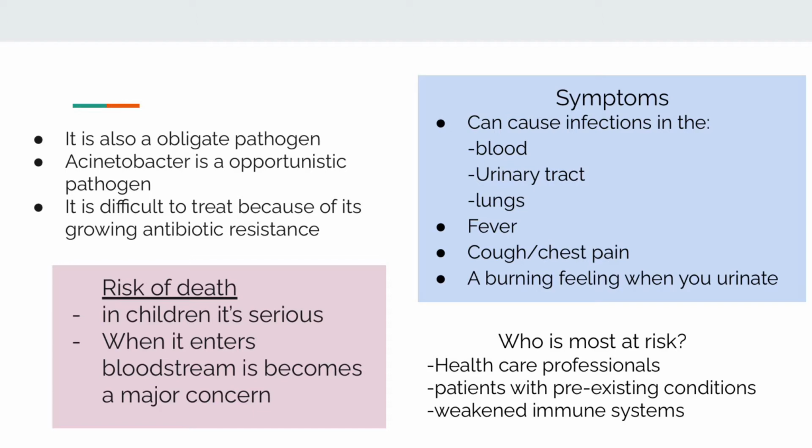The symptoms of this bacteria come from infections of the blood, urinary tract, and lungs. These infections can cause symptoms of fever, coughing, chest pain, or even a burning feeling while urinating. A patient can also be asymptomatic while the bacteria still colonizes, or lives, within the patient. Patients being asymptomatic can also make it spread to other patients more easily.